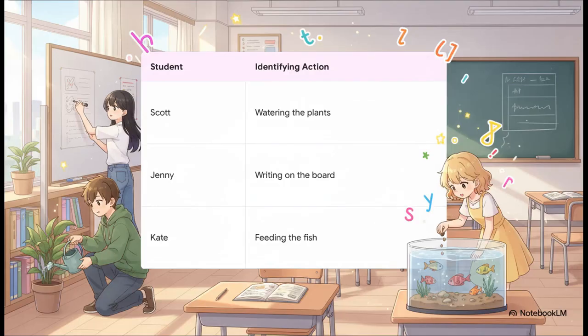Now, what's really interesting here is how the text systematically maps out the classroom dynamics using relative clauses. Imagine a new teacher trying to learn her students' names. Scott isn't just some boy sitting passively at a desk. His entire identity in this mini-narrative is tied to his action. He is the boy who is watering the plants. Jenny is the girl writing on the board. Kate is the girl feeding the fish. By tying character to action, the language learner is literally learning character development. We're defining the players on our stage by what they are actively doing in the present moment.